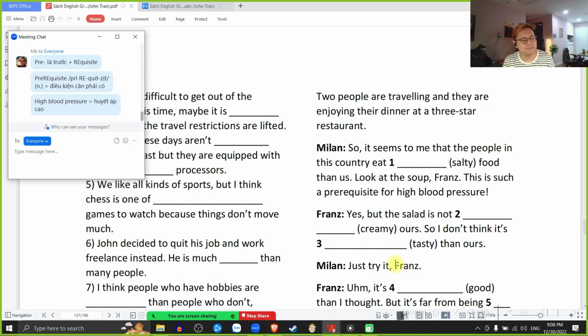So, it seems to me that đối với tôi dường như rằng the people in this country eat saltier food than us. Những người ở đất nước này á, họ ăn đồ mặn hơn chúng ta. Nhìn vào cái súp này, Franz. This is such a prerequisite for high blood pressure. Đây đúng là điều kiện cần phải có cho cái vụ cao huyết áp luôn á.